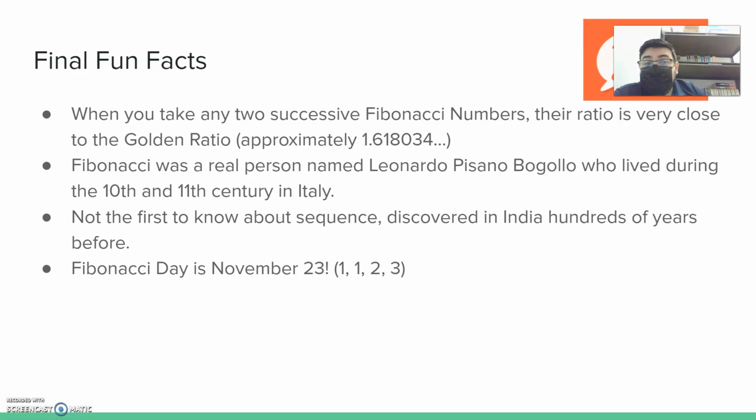Fibonacci is actually a real person. His name was Leonardo Pisano Bogolo, who lived during the 10th and 11th century in Italy. I always thought it was interesting to know who came up with this stuff for math, and as someone that loves history, that is cool. He was also not the first to know about the sequence. It was discovered in India hundreds of years before. He just put it to paper and named it after himself. All right, Fibonacci was a nickname that he had.